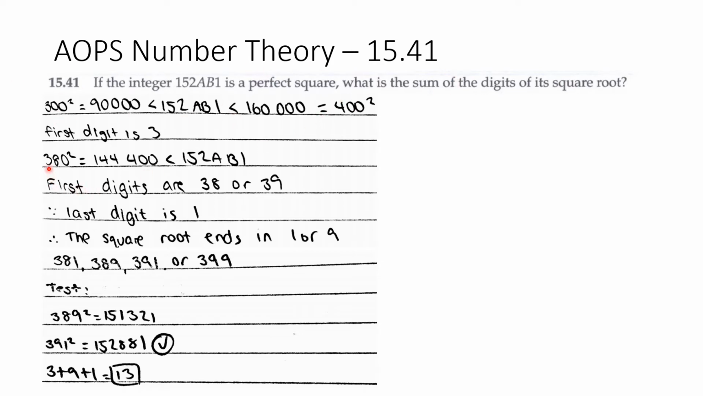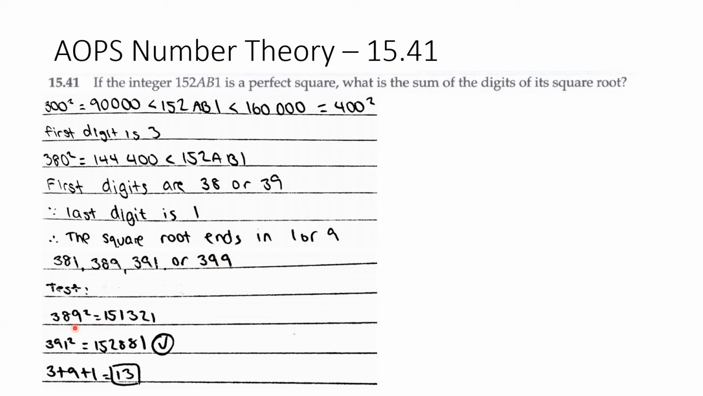So then if we try 380 squared, that is equal to 144,400, which is less than 152,0ab1. So that means the first digits are 38 or 39 because this is 380 and it's greater than this. So the first digits have to be 38 or 39. And since the last digit is 1 because it's ab1, that means the square root ends with 1 or 9 because only 1 and 9 multiplied by each other ends with 1. So the only possibilities can be 381, 389, 391, or 399.